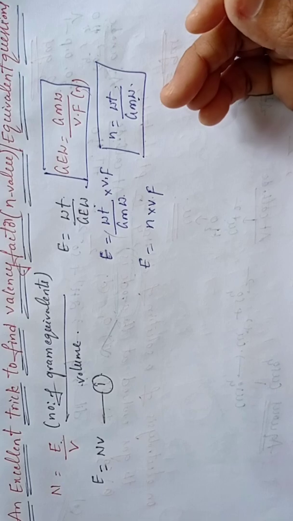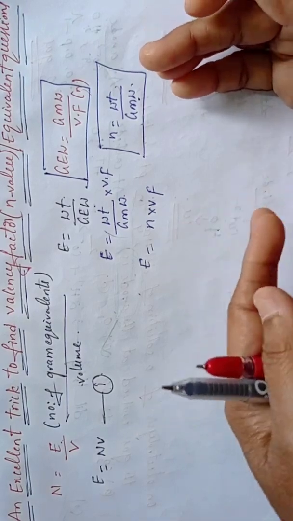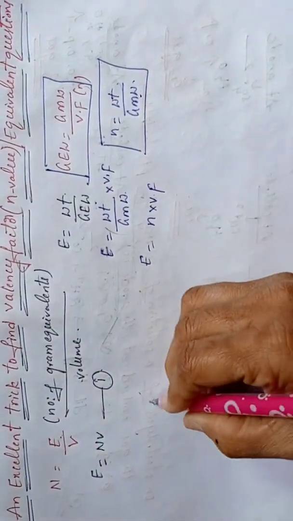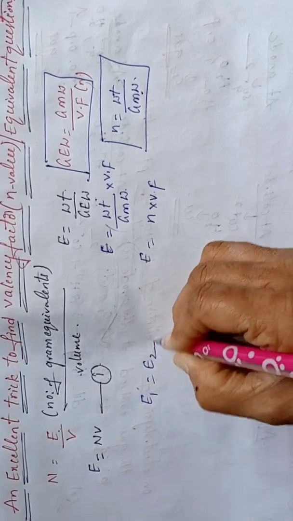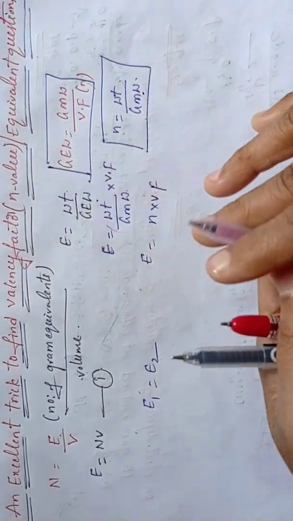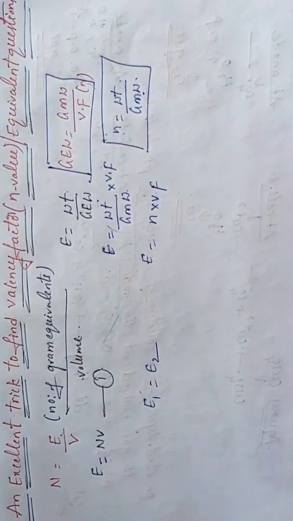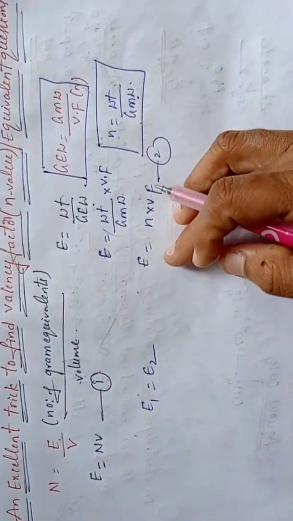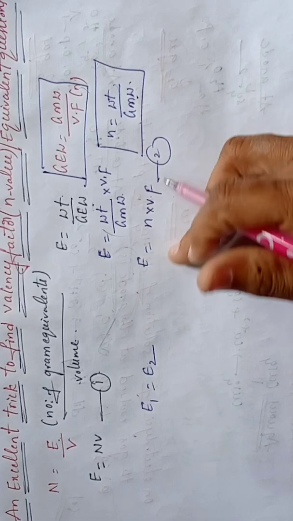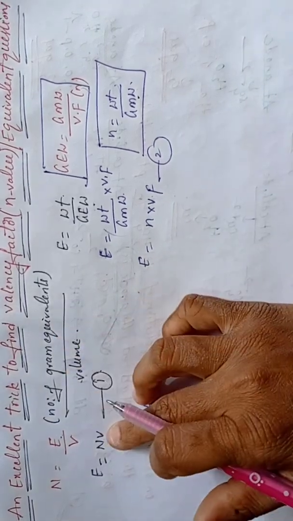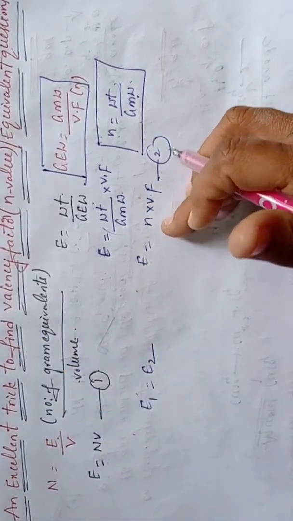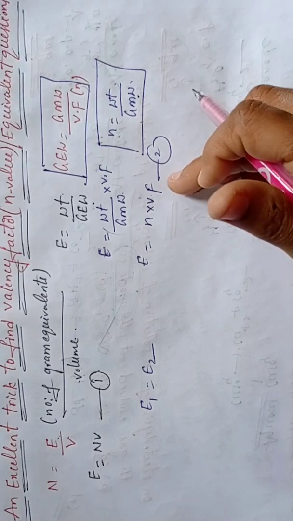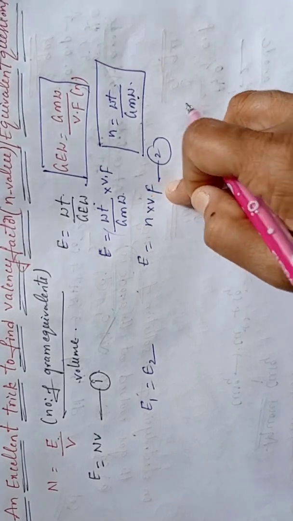Suppose the gram equivalents of two solutions are equal, then E1 is equal to E2. Then how do we write, students, from this equation 1? This is equation 2. E is equal to NV, gram equivalents, and here also equivalents is equal to n into valency factor, students.